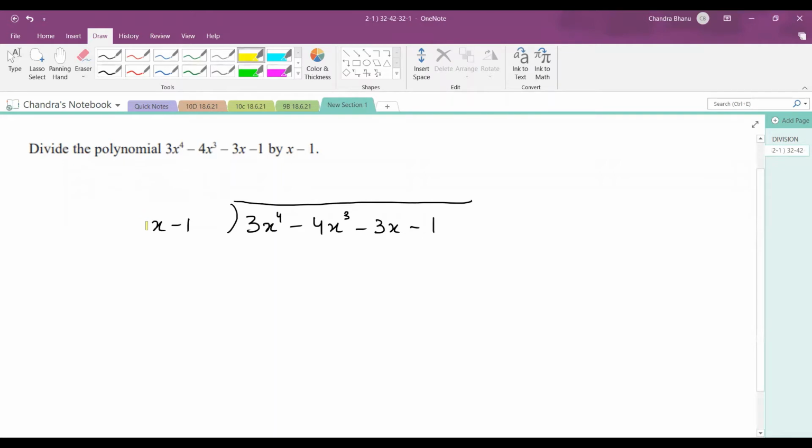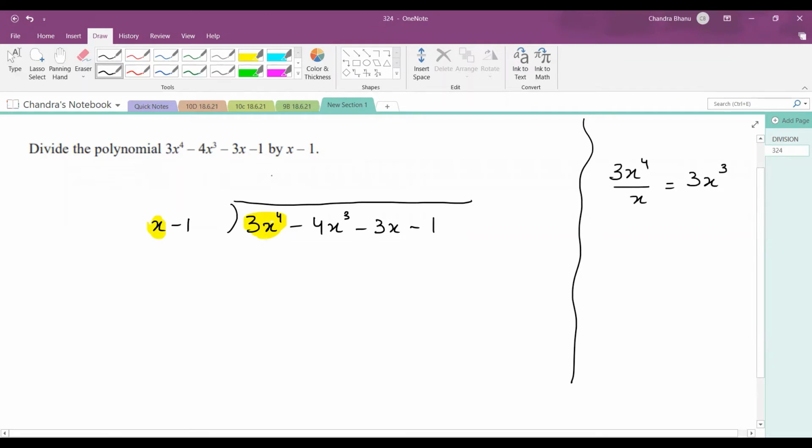So first of all, I'm going to look at the first term of both the dividend and the divisor. So I will get my first term of the quotient. So 3x^4 will get divided by x. That means the first term of the quotient is 3x cube. So now the whole divisor will get multiplied with this term. So first of all, x will get multiplied. So it will be 3x to the power 4. Now minus 1 will get multiplied. So minus 1 into 3x cube is minus 3x cube.